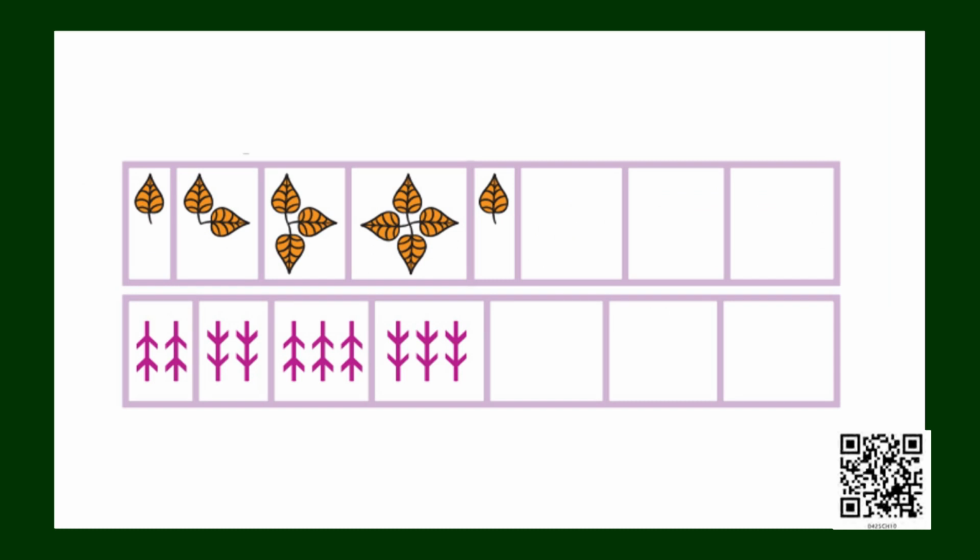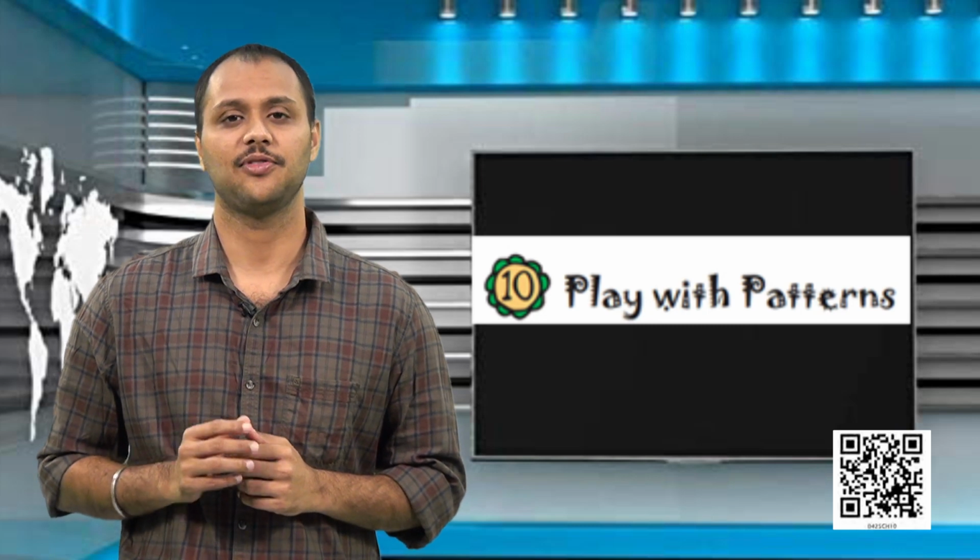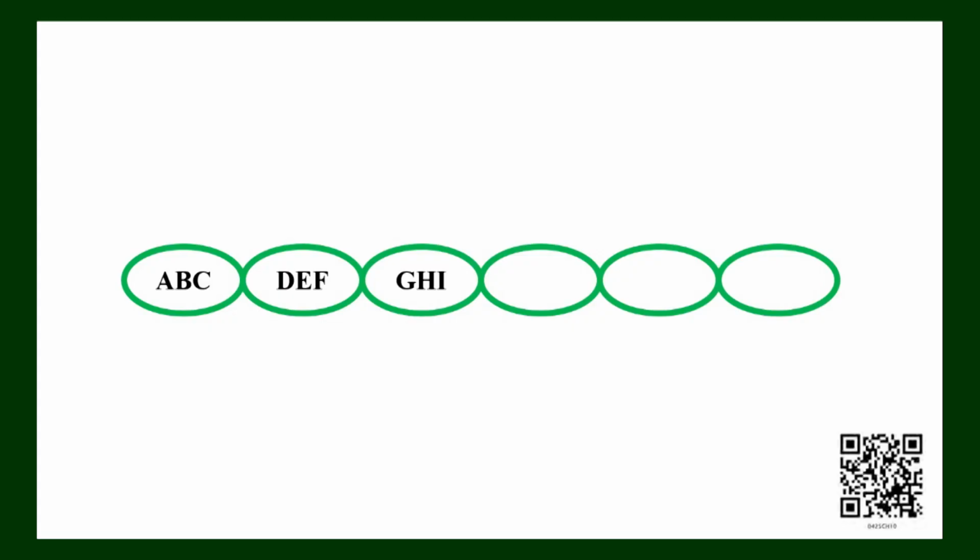Now I will give one more. This is your task. You have to complete it. Children, we can also make patterns with numbers and alphabets. Let us see some of them. Observe this alphabet A, B, C, D, E, F and G, H, I. If you see each bubble, we have three alphabets written together.